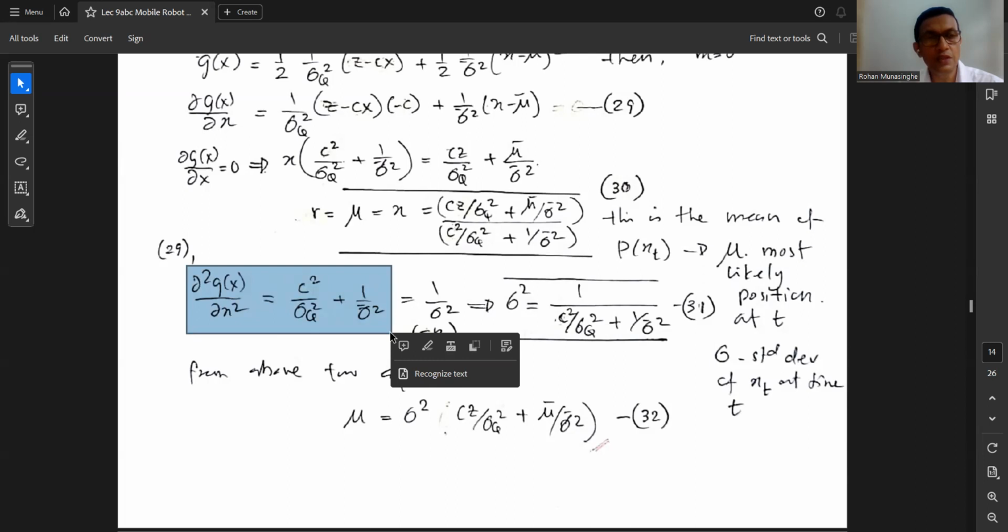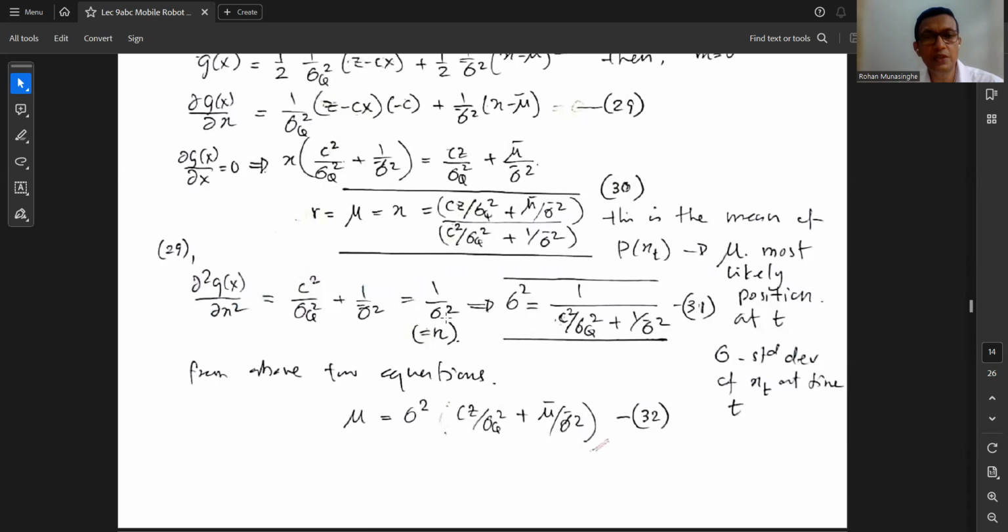So this is 1 over sigma square, the new standard deviation, right? If you invert it, you get equation 31. This is the corrected standard deviation. So equation 30 is the mean, 31 is the standard deviation. So you are done, right? At time t, now you say, okay, I know my mean, the most likely position, and I know the standard deviation.